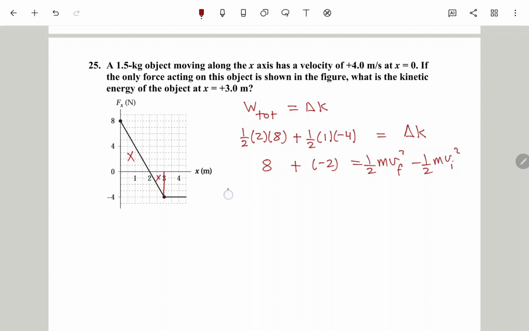Rearrange this one, half m V final square equal to 6 from this and this, plus half times 1.5 times 4 square, and this is actually the final kinetic energy. Here it's equal to 6 plus this one here, or in total it's 18 joules.